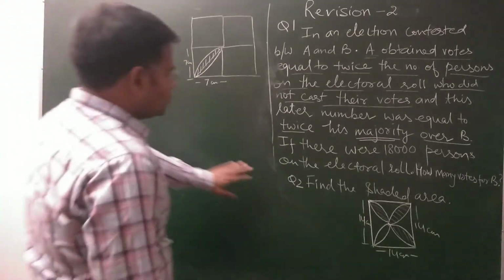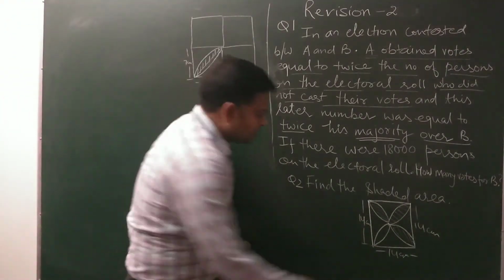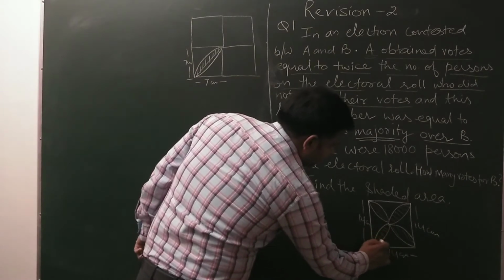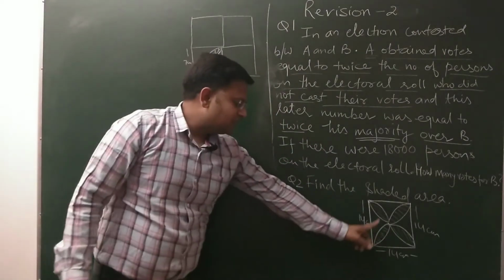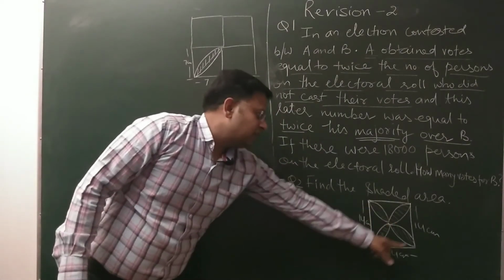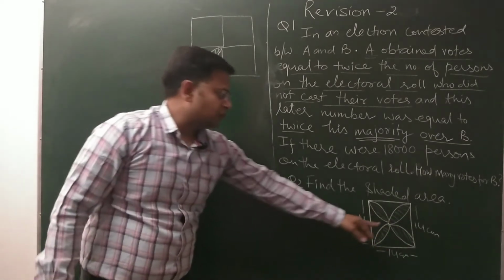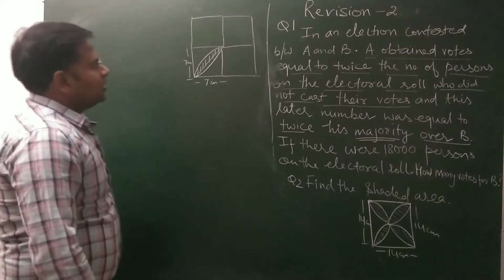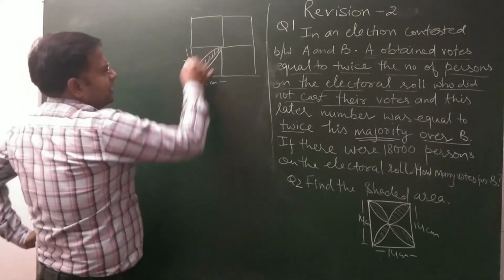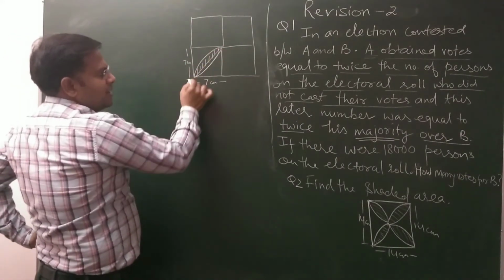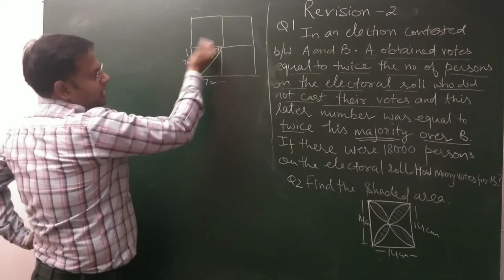Okay, let's start question number 2. You have to find this shaded area. Now you can see this question. In this question, there is a square inside and there are 4 leaves which are joining at the center. So for your understanding, I have just drawn one leaf in 1/4, you can say quarter, of this square.